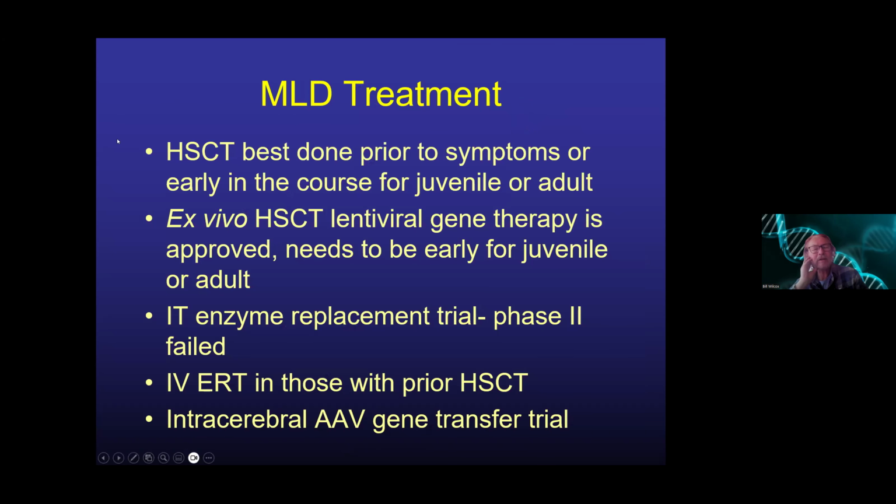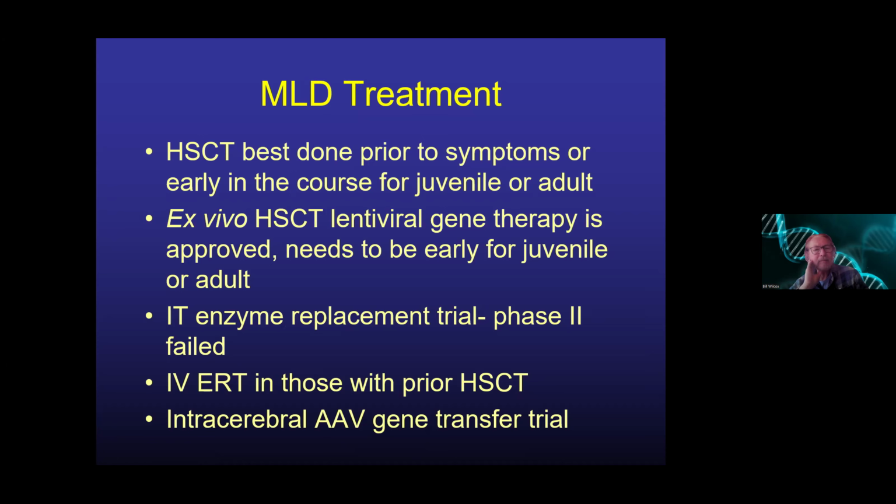How is it treated? Until recently, exclusively with bone marrow transplant, ideally done prior to symptoms. It takes about 6 months to engraft and start getting enzyme in there in the CNS, and so it needs to be early in the course for juvenile or adult patients.